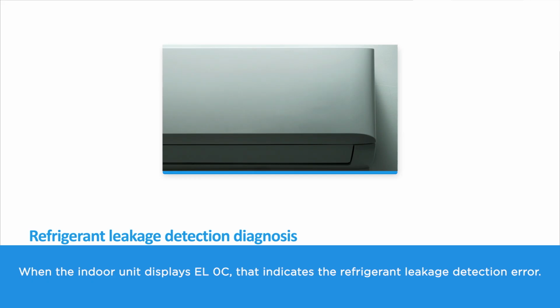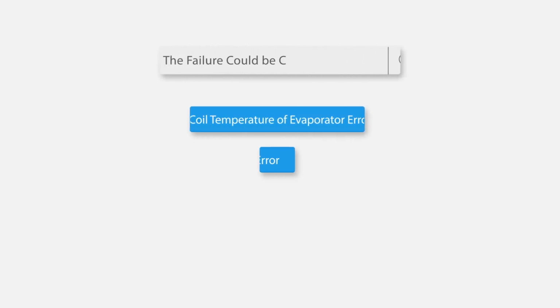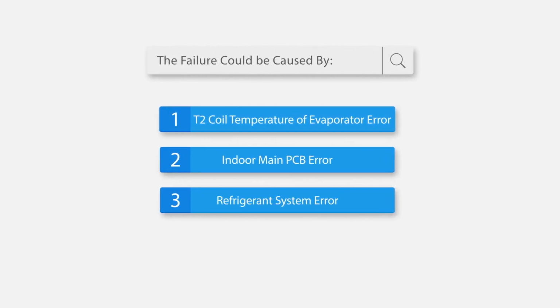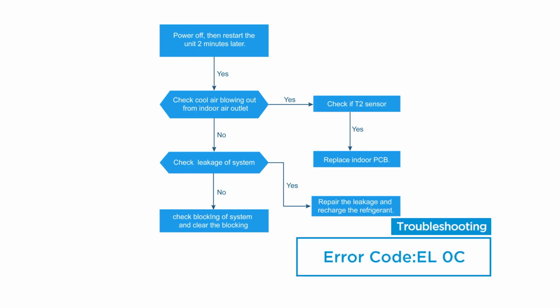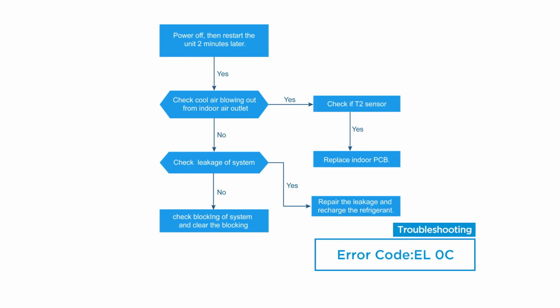When the indoor unit displays EL0C, that indicates the refrigerant leakage detection error. The failure could be caused by: 1. T2 coil temperature of evaporator error. 2. Indoor main PCB error. 3. Refrigerant system error. Troubleshooting for refrigerant detection leakage EL0C.